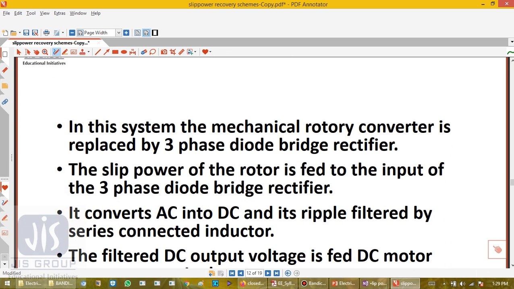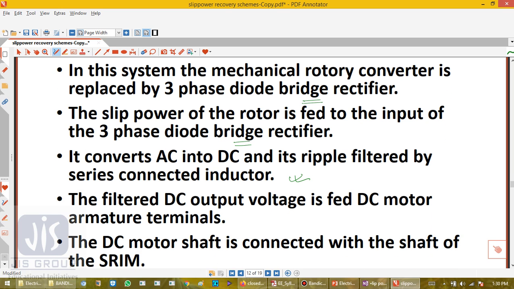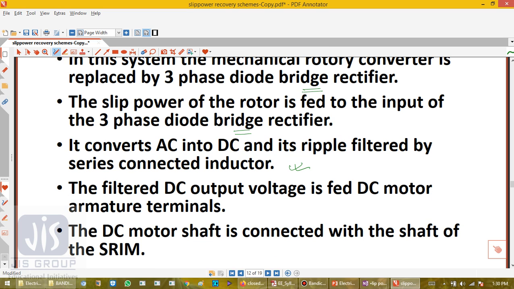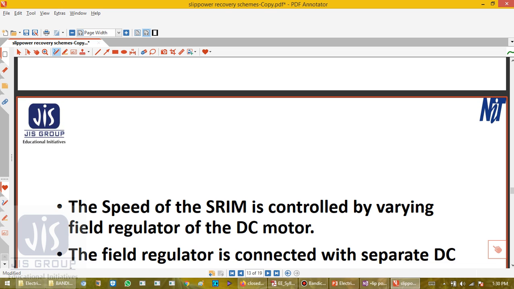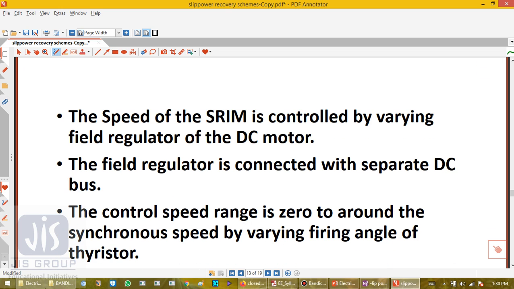Now in this system the mechanical rotary converter is replaced by three-phase diode bridge rectifier. The slip power of the rotor is fed to the input of the three-phase diode bridge rectifier. It converts AC into DC, and the ripple is filtered by the series connected inductor. This is the basic function of inductor. Whenever we see inductor in the power electronics or drive circuit, the filtered DC output, that means the ripple free output voltage, is fed to the DC motor armature terminal, and the DC motor shaft is connected with the shaft of the SRM, same as conventional method which we have seen with the rotary converter, and we can control the speed by the speed regulator of DC motor.